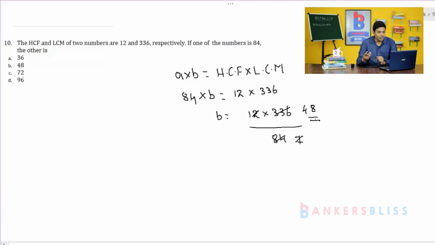So, the relationship is A into B is equal to HCF into LCM. If you substitute the values according to the notation and simplify, you will get the other number, that is 48. Let us go to the next problem.